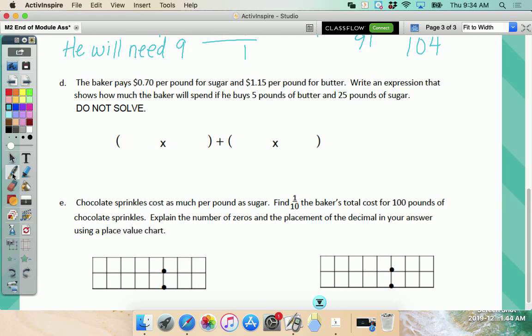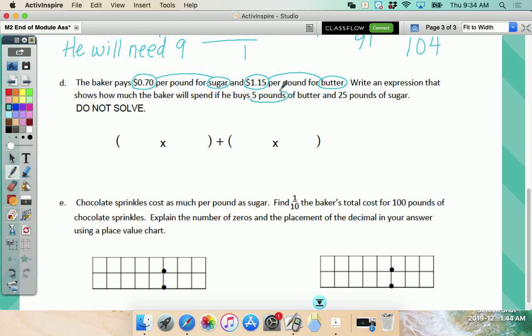Now, here's what I want to do. Carefully, I want you to circle sugar and 70 cents and connect it. And don't make this sloppy. So the sugar costs 70 cents. They're trying to confuse you by keeping these words far apart. And then the butter costs $1.15. Did you do that? Yeah. Okay, now we're going to do it again.